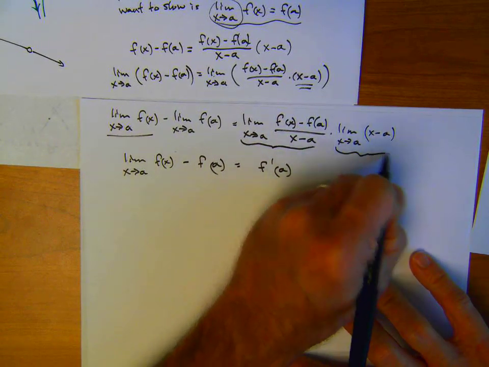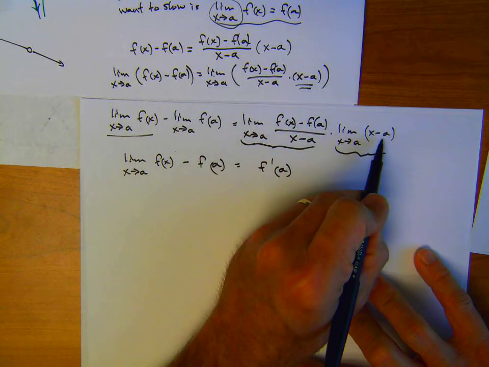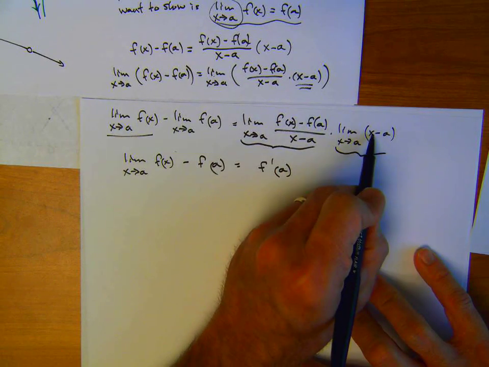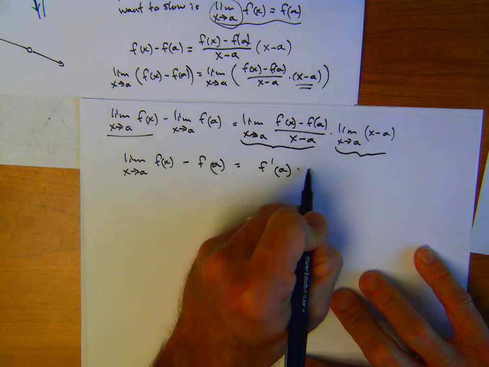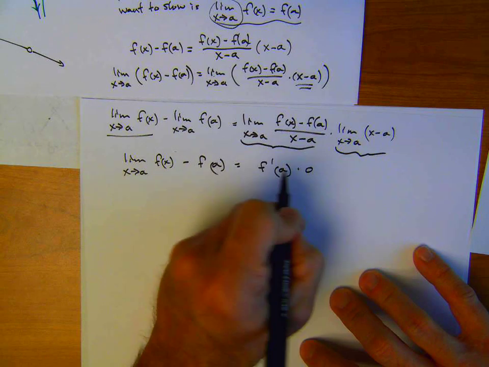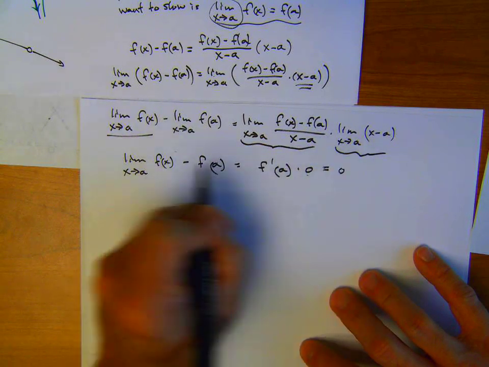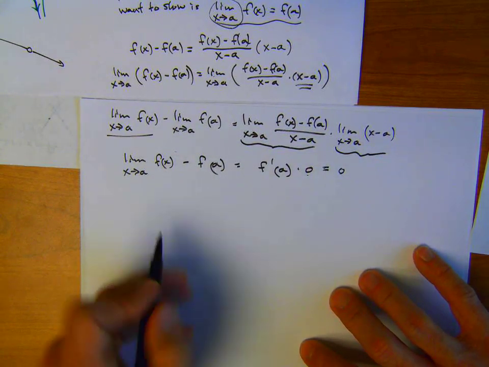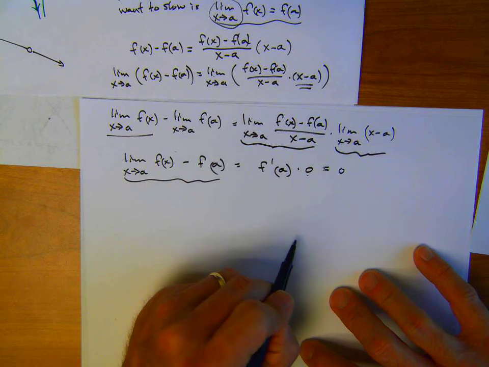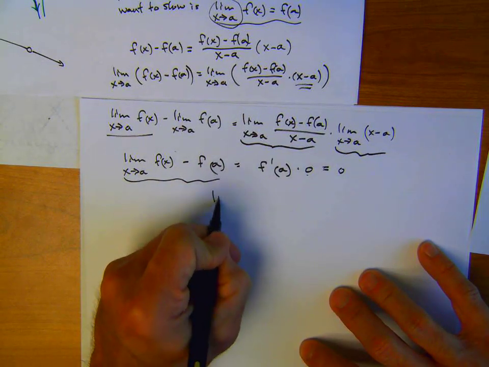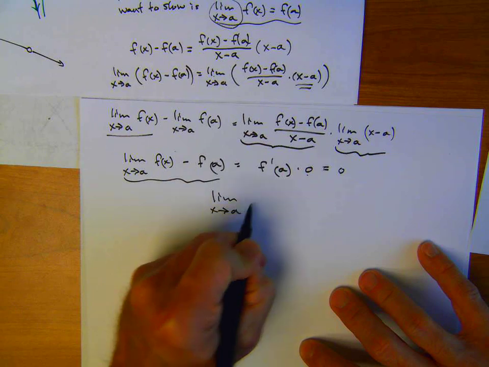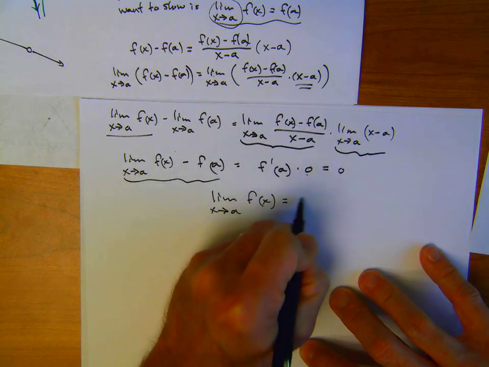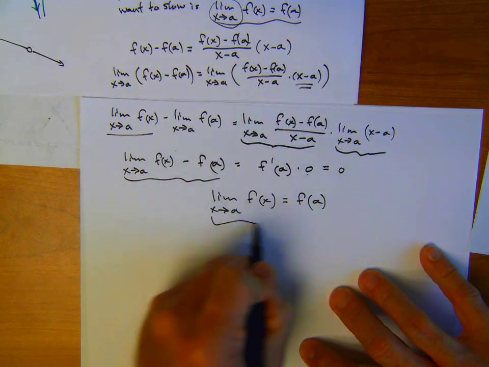And this piece right here, that's continuous, right? So I can just put in a. If I put in a, I get a minus a, which is 0. So all of this equals 0. So if this equals 0, then I could just add f of a to both sides, and I'm left with the limit as x approaches a of f of x equals f of a. That's what I wanted to show.